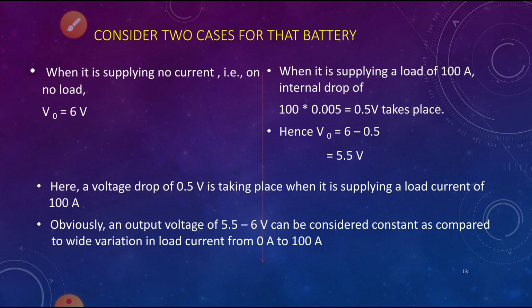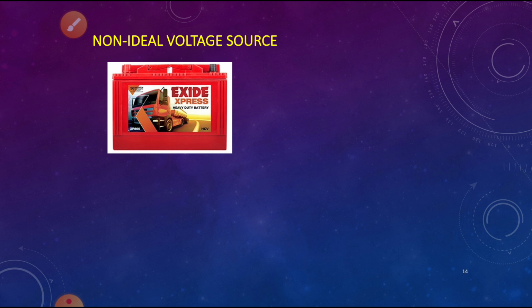100 amperes. Obviously, an output voltage of 5.5 to 6 volts can be considered a constant as compared to the wide variation in load current from 0 amperes to 100 amperes. Okay, hence it may be treated as an ideal source. So you can see, for a small drop we assume it as an ideal source.